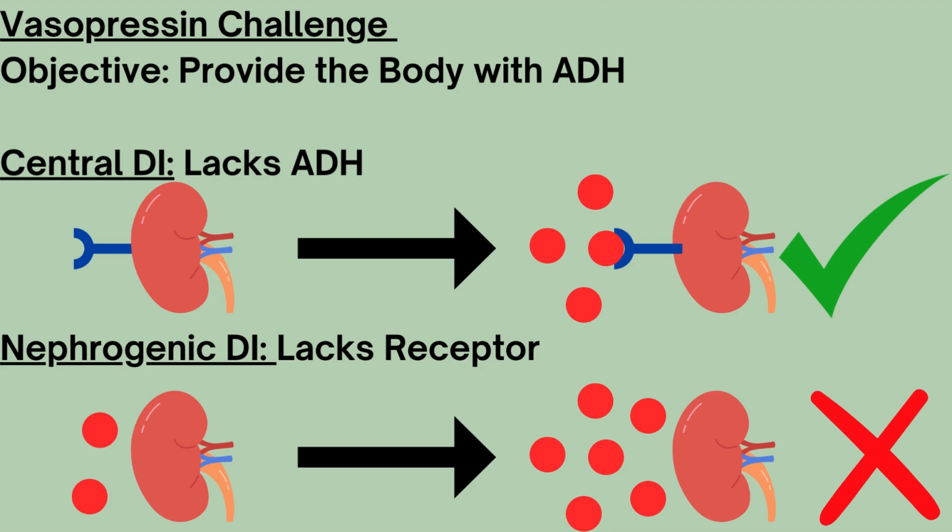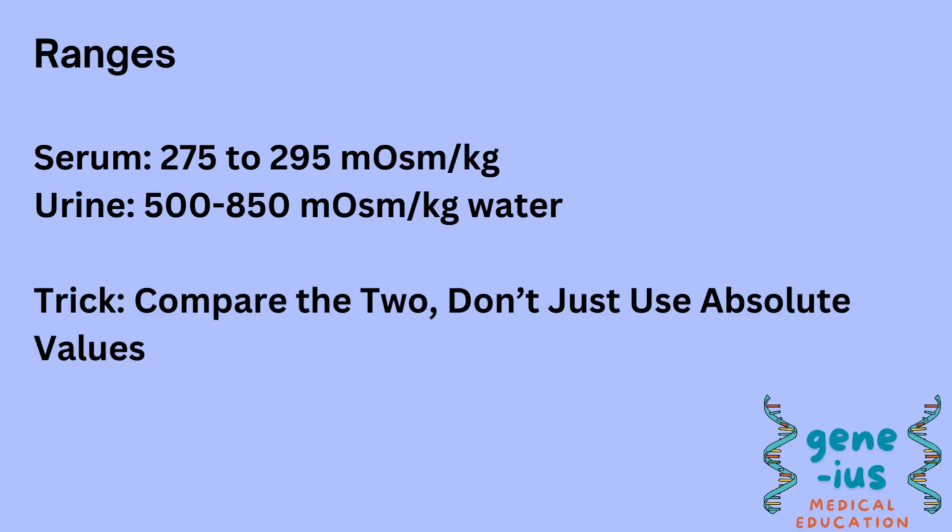So if we give the body ADH to work with, we will see correction in central DI because the receptors for ADH on the kidney now have their substance to trigger the body to be able to concentrate urine. However, in nephrogenic DI, adding more ADH to the body is not going to cause that same reaction because you don't have the receptor to bind to, and therefore you cannot concentrate your urine.